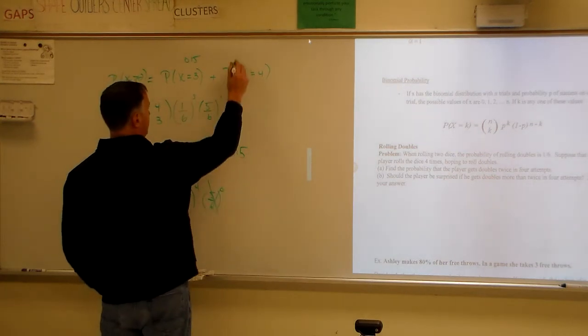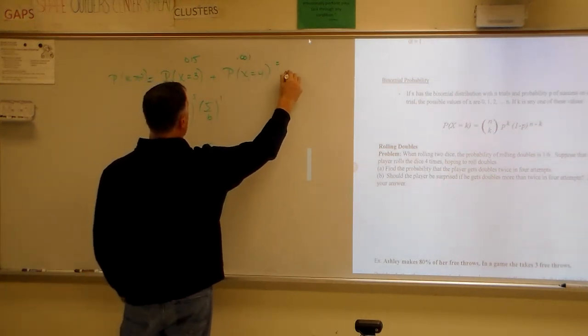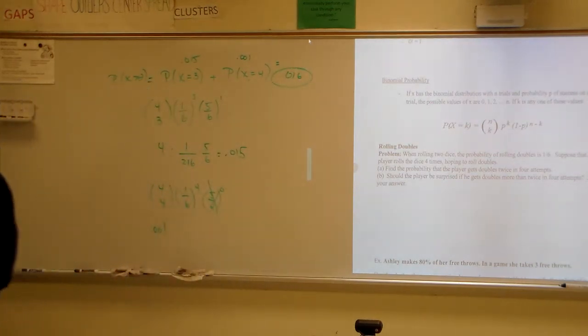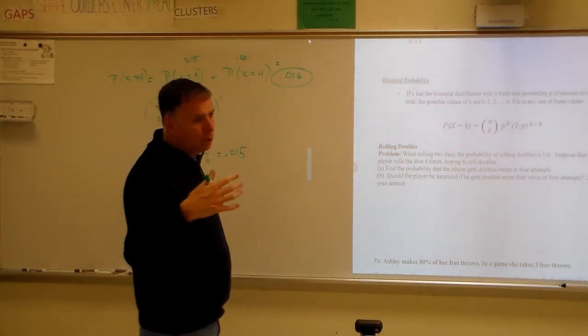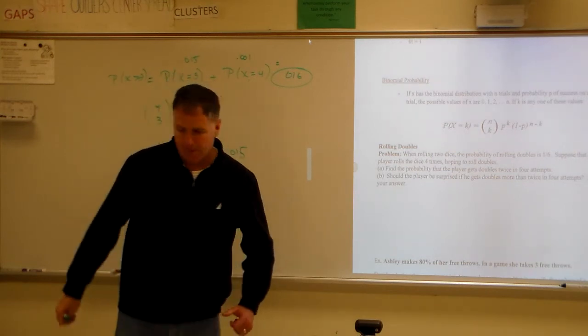So I take 0.015 and 0.001, and I get 0.016. So not very likely, between 1 and 2%, about 1.5%. There's a 1.6% chance of getting doubles 3 or 4 times when you roll it 4 times. All right?